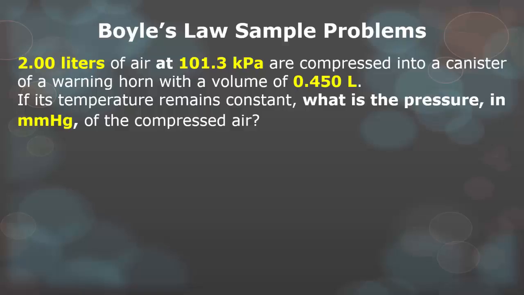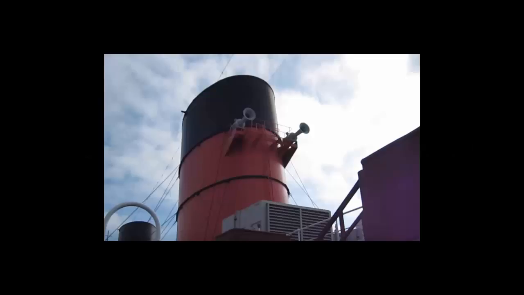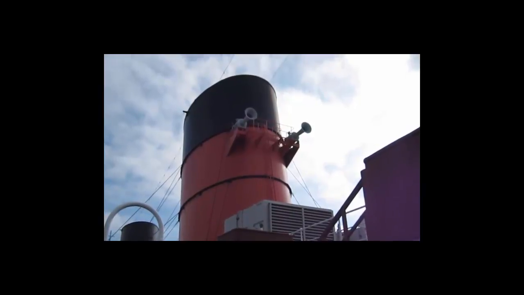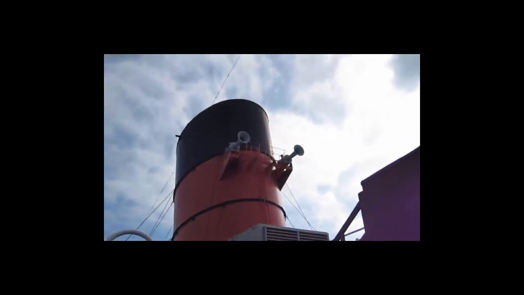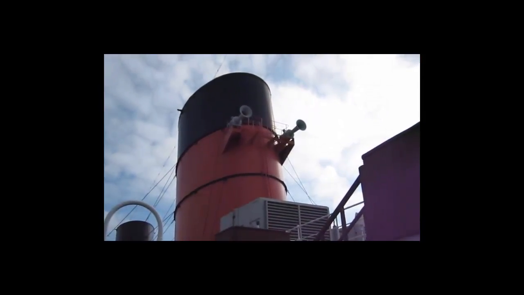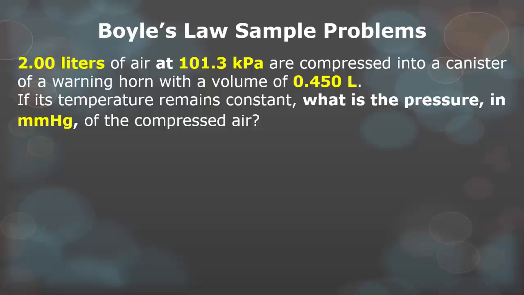So here's another problem for us. 2 liters of air at 101.3 kilopascals are compressed into a canister of a warning horn with a volume of 0.45 liters. If its temperature remains constant, what is the pressure in millimeters of mercury of the compressed air?